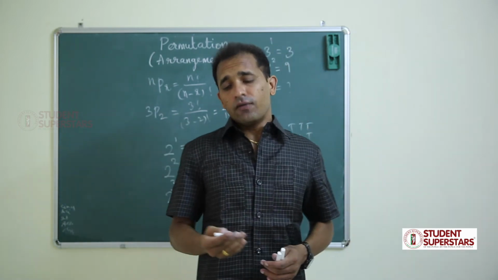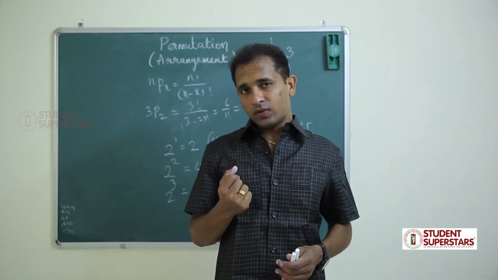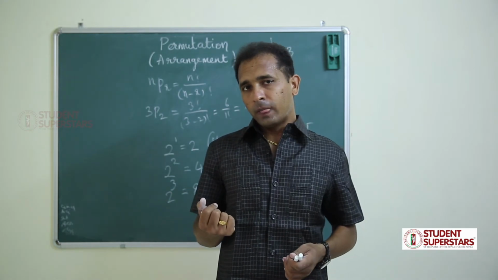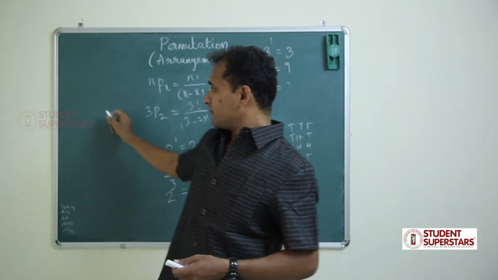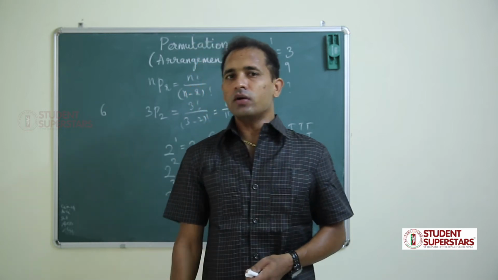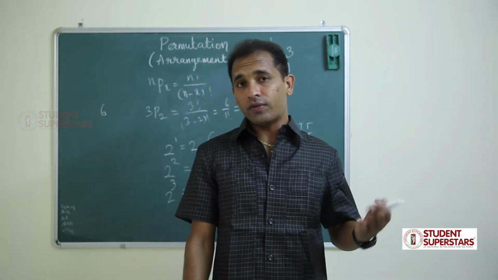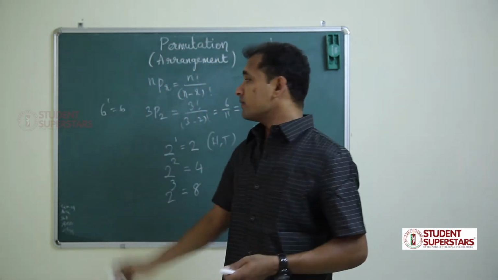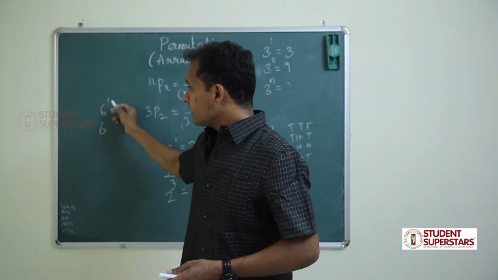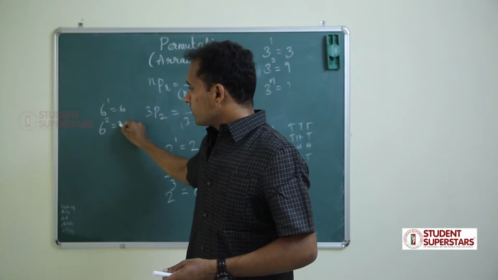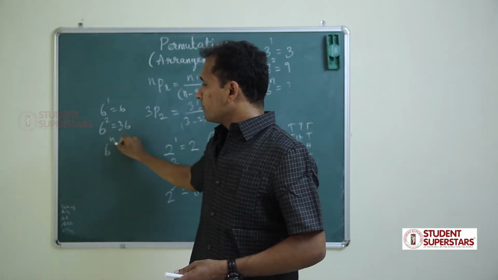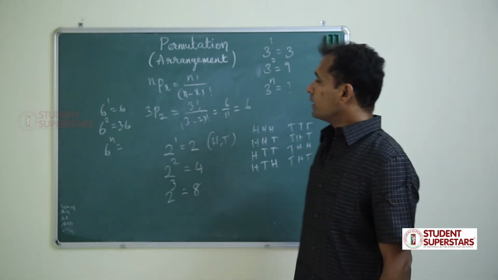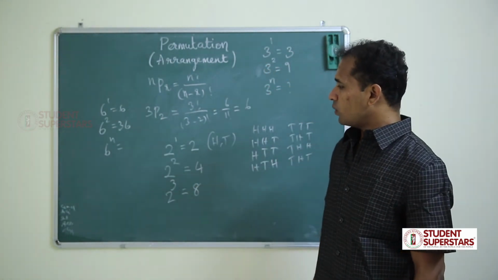Next, if we are throwing dice, when we throw one die, how many possibilities are there? The possibilities are 6 ways, because the possible outcomes are 1, 2, 3, 4, 5, 6. 6 to the power 1 is equal to 6. If there are 2 dice, it is 36. For n dice, 6 to the power n. Okay? So this is how we can calculate the number of ways we can arrange.